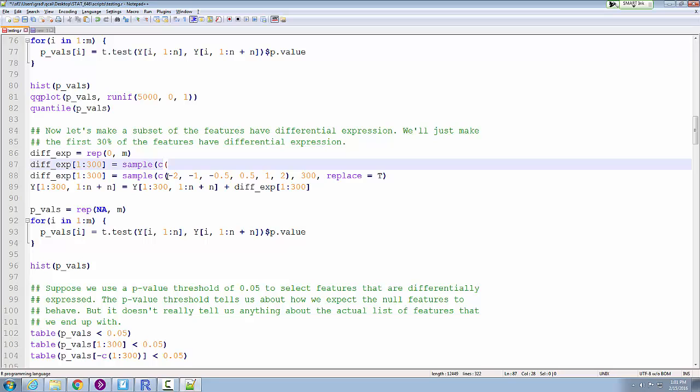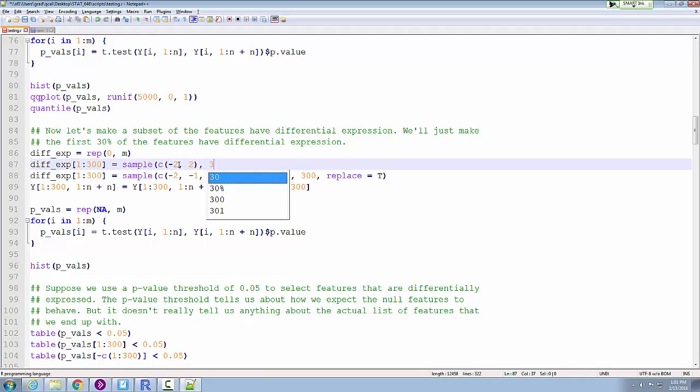In the current simulation, some of the differentially expressed features had a mean difference of -2. Some of them had -1. Some of them only had -0.5. And then some of them had positive versions of those. So I just randomly picked these differences. Let's make it more stronger differences, I guess. So let's make it be just -2 and 2.